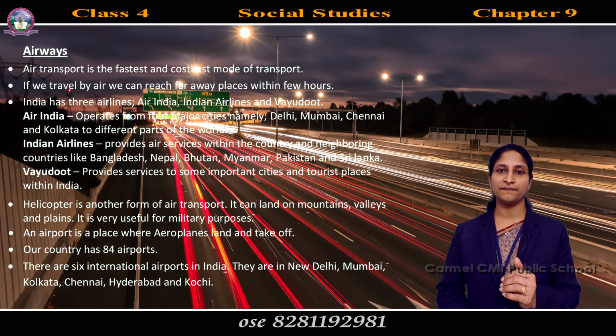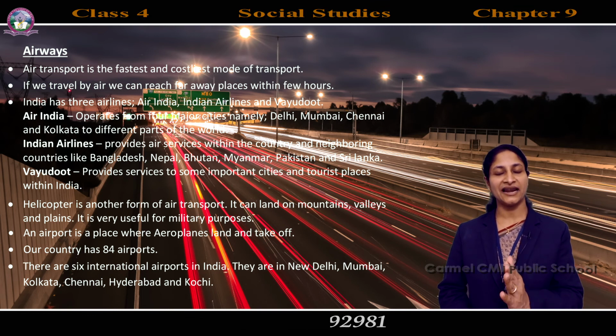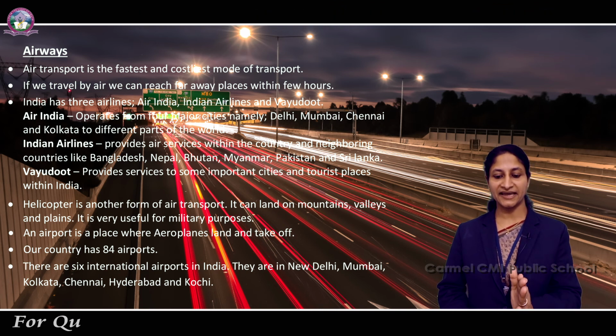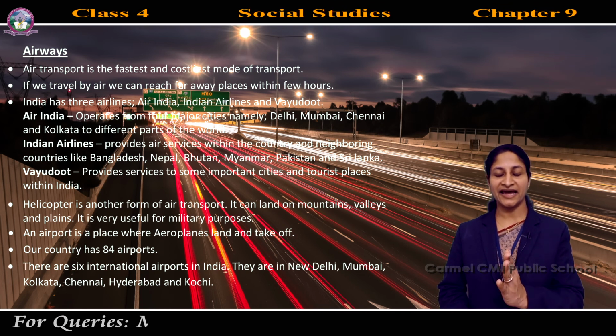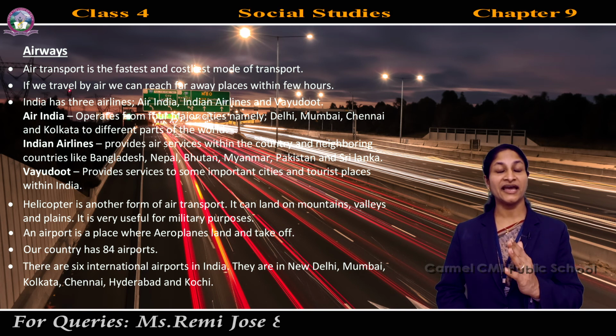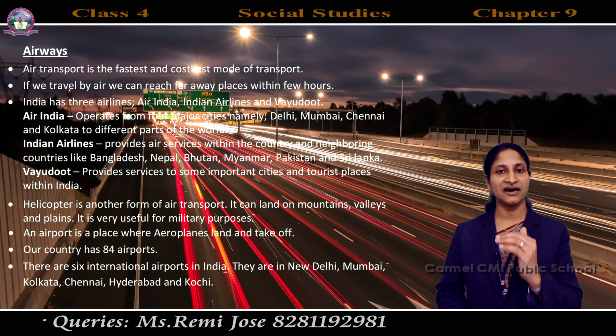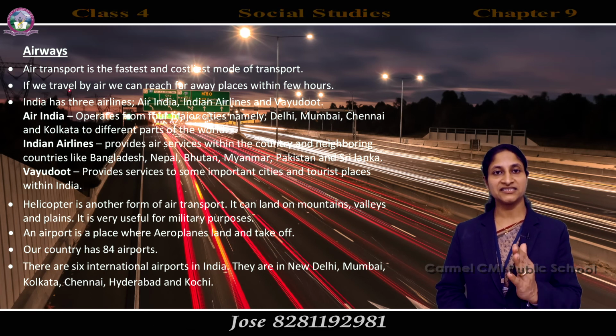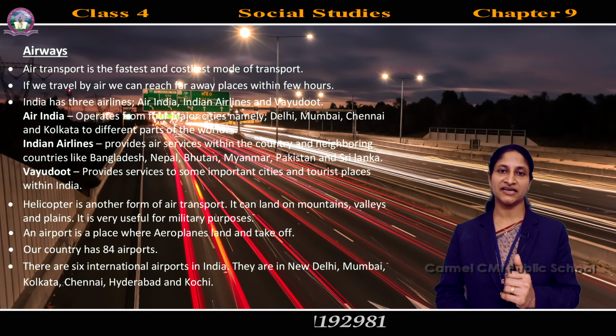An airport is a place where aeroplanes land and take off. Our country has about 85 airports in all. How many airports are there in India? 85. There are 6 international airports in India.